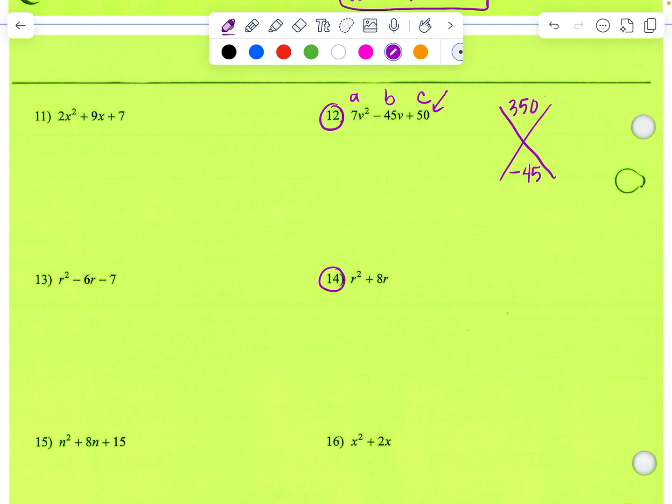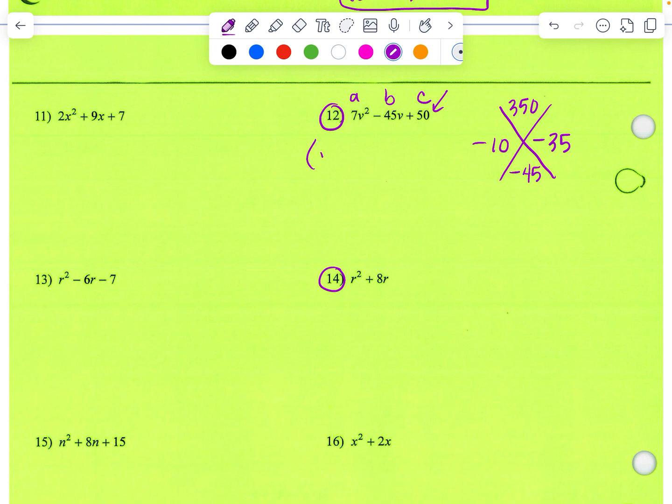How about 5? Well, if we put a negative 5 here, we get negative 70 over here. That also doesn't make negative 45. What about 10? 10 can go into 50. So if 10 can go into 50, it could also go into 350. So if I put a negative 10 in here, divide 350 by 10, you get 35. So I have negative 10 and negative 35. That is the correct combination because it multiplies to positive 350 and adds to negative 45.